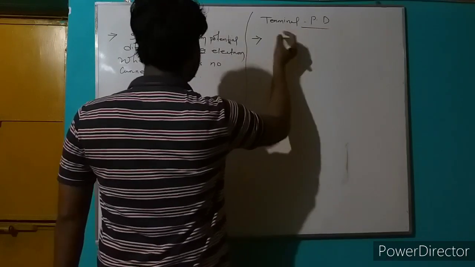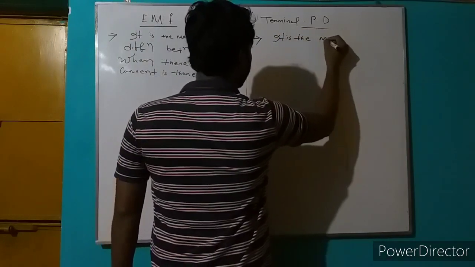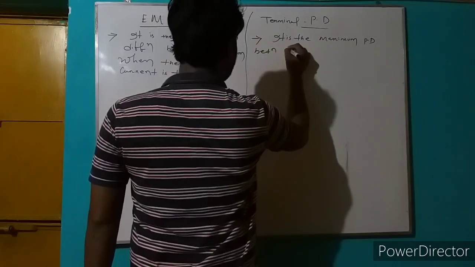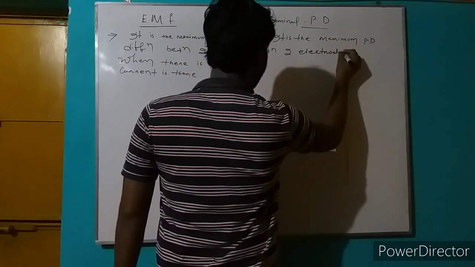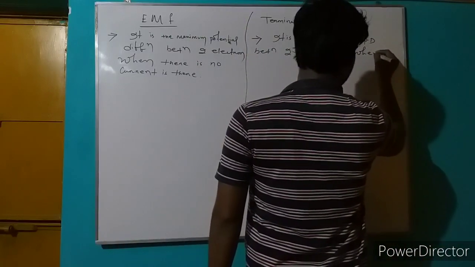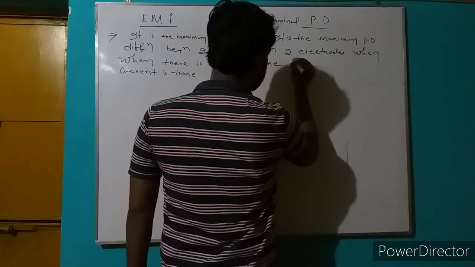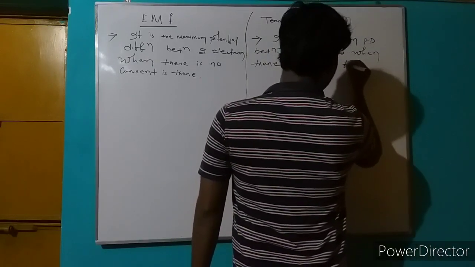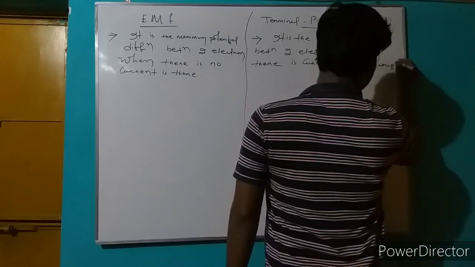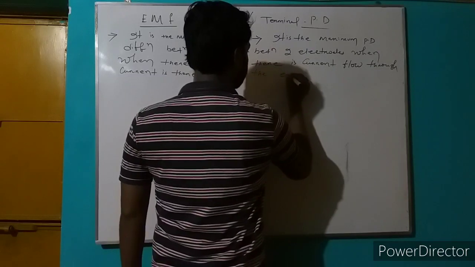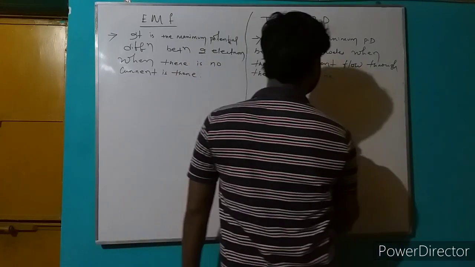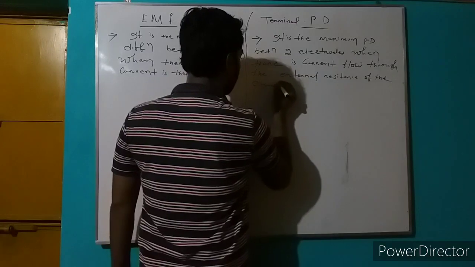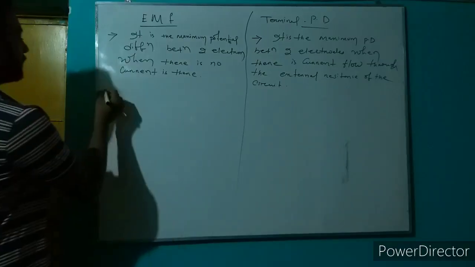Here, terminal potential difference means it is the maximum potential difference between two electrodes when there is a current flow through the external resistance of the circuit. Clear? Next point is EMF.